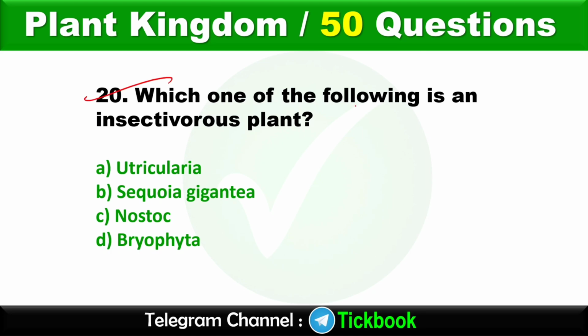20. Which one of the following is an insectivorous plant? Option number A is the right answer, Utricularia.